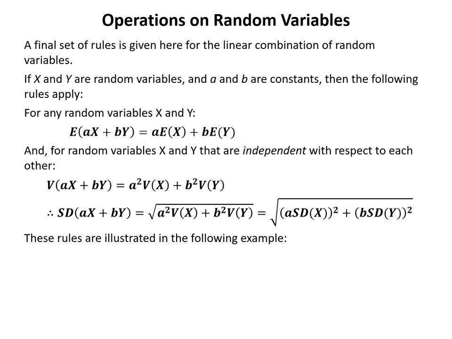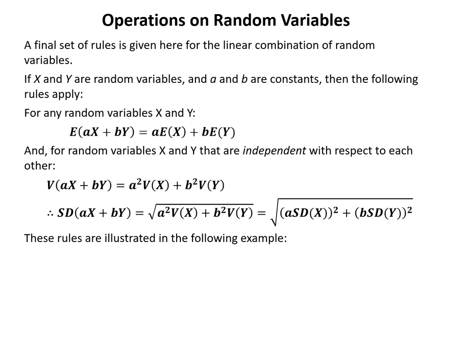A final set of rules is given here for the linear combination of random variables. If x and y are random variables and a and b are constants, then the following rules apply. For any random variables x and y, the expected value of ax plus by would equal a times the expected value of x plus b times the expected value of y.